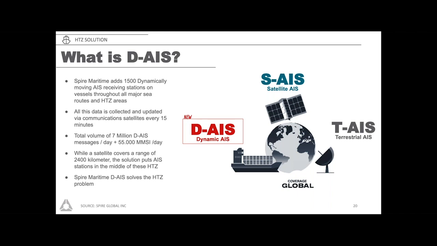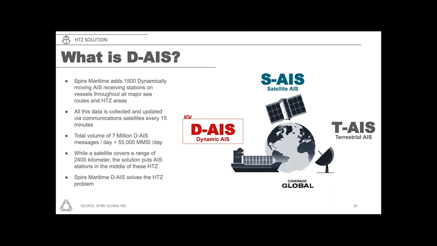This makes a volume of 7 million dynamic AIS messages a day, roughly 55,000 MMSIs a day, and 10,000 MMSIs per day that were not seen by any other AIS provider. So what that's basically giving you is that each day you're able to see 10,000 more vessels that were not seen by anyone else.